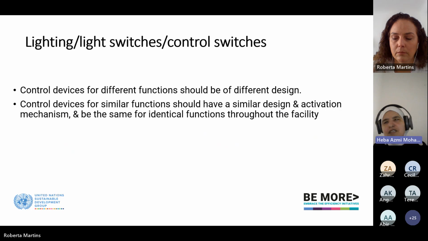But if this control switch is doing a different function, then we have to use a different design. This is very important because sometimes you would go into a building and find the light switches, the air condition switches, and the fan switches all using the same design. This is very hard for persons with visual impairment, for instance, to detect. So use a similar design and activation mechanism for similar controls, and a different mechanism and design for different controls. Next slide, please.